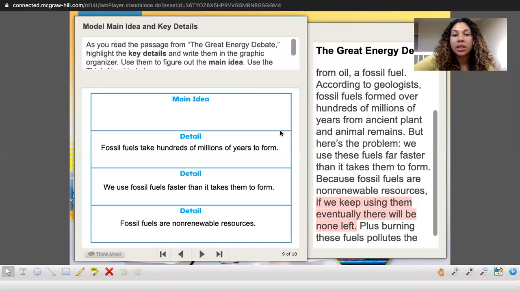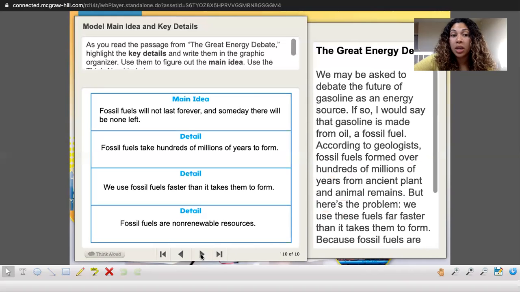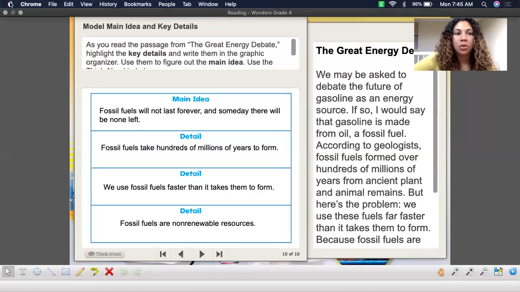So after looking at these three details, keep your main idea in your mind and see if it matches up. I see that fossil fuels take a long time to make. We use them faster than they can be made, and once we use them, they're gone. So that tells me that at some point, we're going to run out. And so my main idea is that fossil fuels will not last forever. Someday there will be none left, which is why there should be a debate about this, because what does that mean for the future, right? That's the whole purpose of this passage, really, looking at how to create energy and different energy sources. So work backwards, find those details first, then figure out what these have in common to create my main idea.